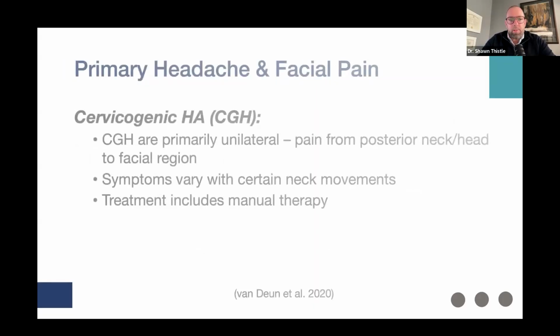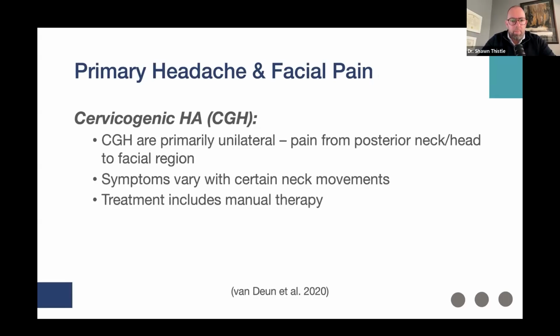In our world, of course, you can have cervicogenic headache as well. These are primarily unilateral, although I've seen lots of what I would consider bilateral cases. However, usually one side's worse. This is pain from the posterior neck and head referring or traveling to the facial region. Symptoms tend to vary with certain neck movements, and these generally respond pretty well to manual therapy as long as it's kind of an isolated classification of CGH as the headache.